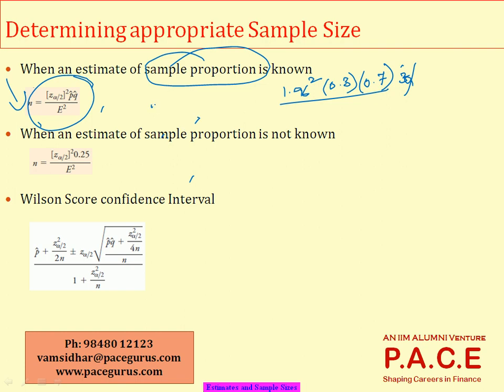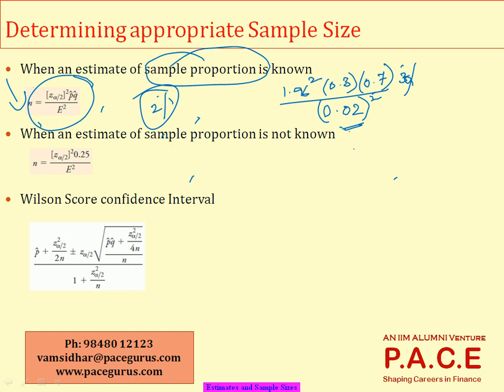Let's say I want 2% error, not more than that. If my margin of error needs to be only 2%, I'll put 0.02 whole squared. This is the desired margin of error, which I am taking as 0.02. Never take it as 2, because I want a 2% margin of error. If you take it as 2, then it becomes 200%. So always take it as 0.02, and square it.